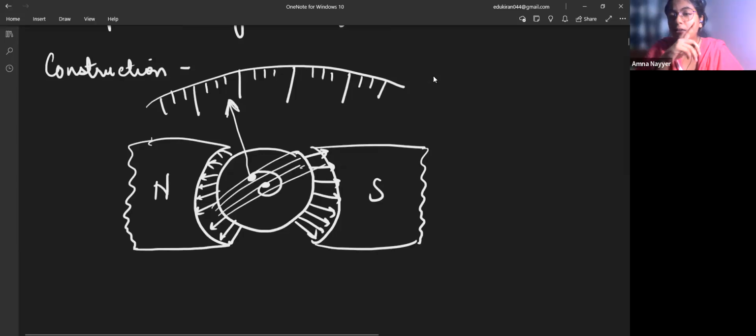Now, how is the galvanometer? All of you have seen galvanometers, I hope, in your schools, practicals. Galvanometers, ammeters, voltmeters in your physics practical. Yes or no? Yes. You people have seen. Okay.